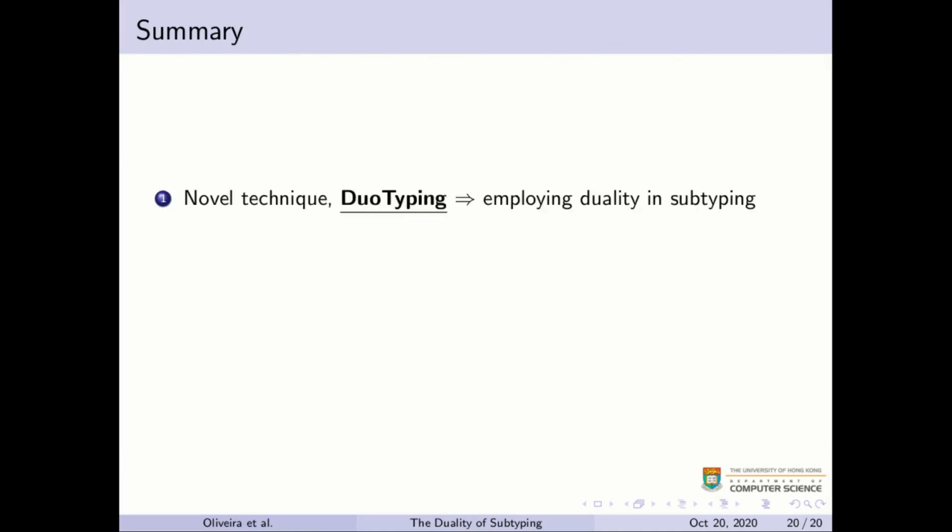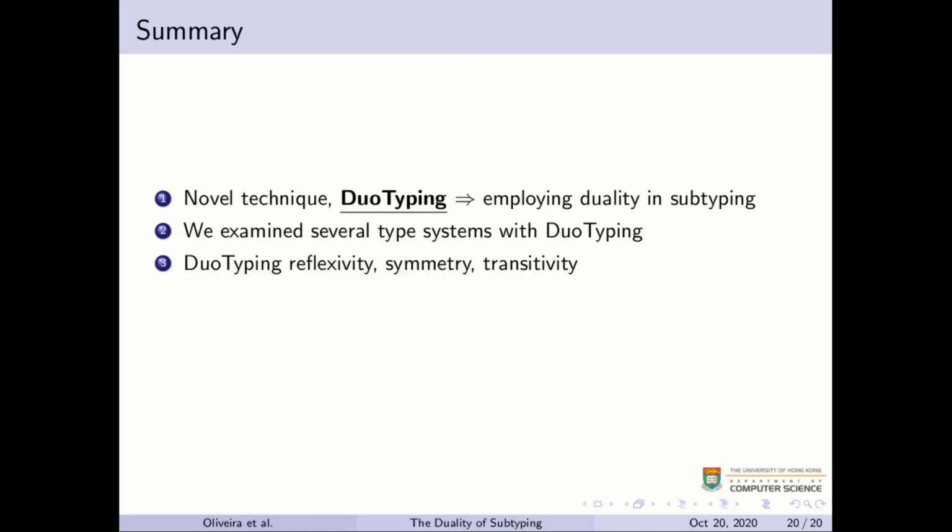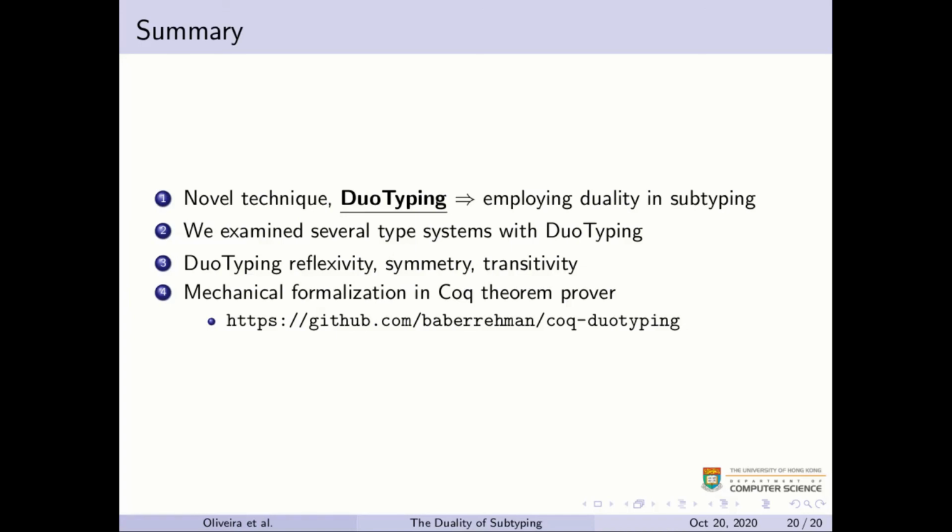So in summary, we develop a novel technique, duotyping, in which we employ duality in the subtyping relation. We examined several type systems with duotyping, from simply typed lambda calculus to F sub kernel with intersection and union types, and we show that duotyping is a practically applicable technique. We proved duotyping's flexibility, symmetry, and transitivity, and we have the metatheory formalized in the Coq theorem prover. The code is available for your reference at the given link.